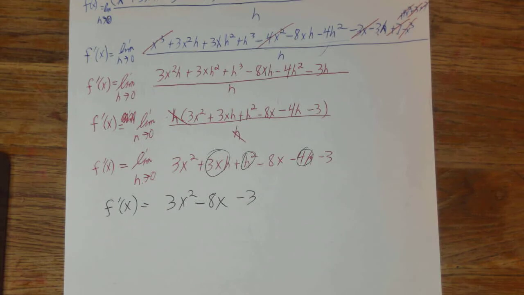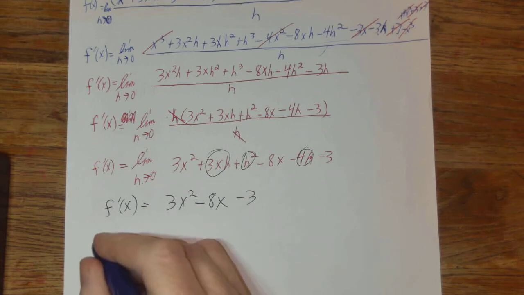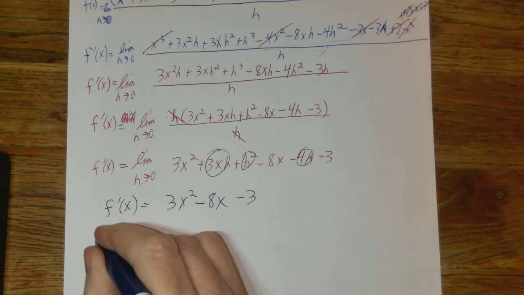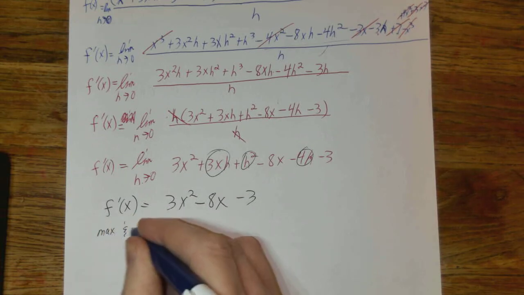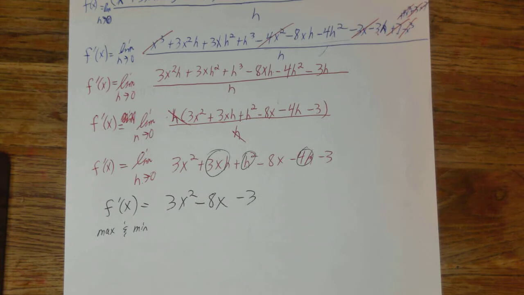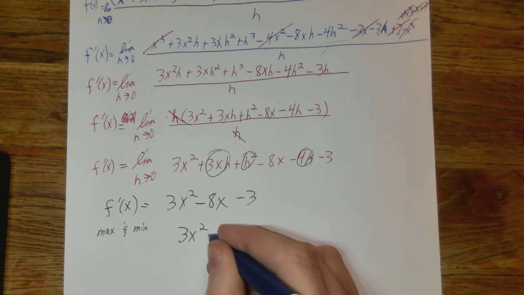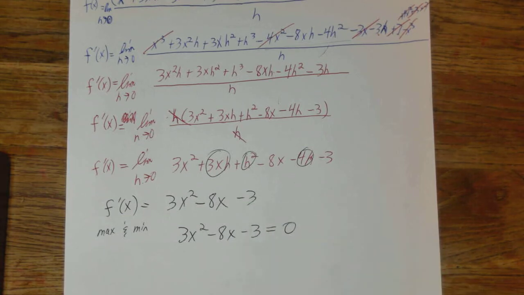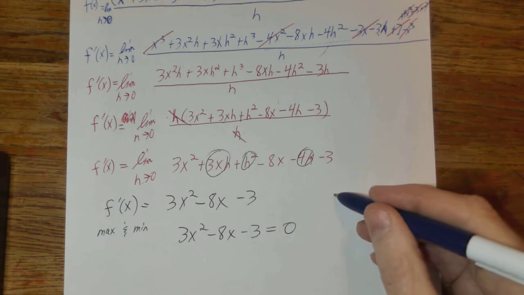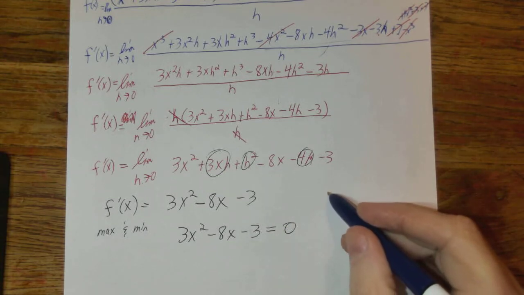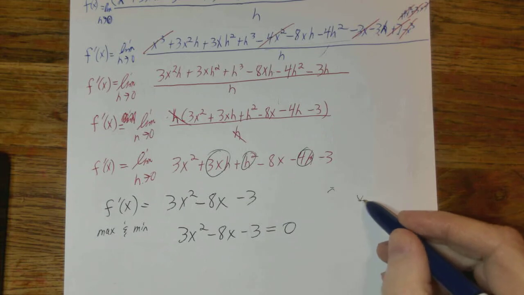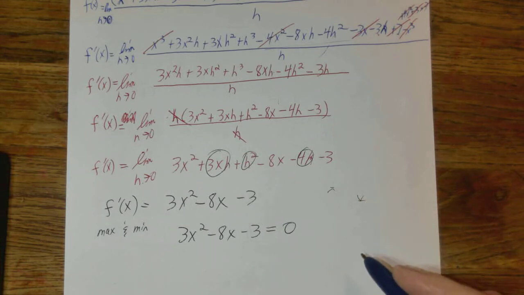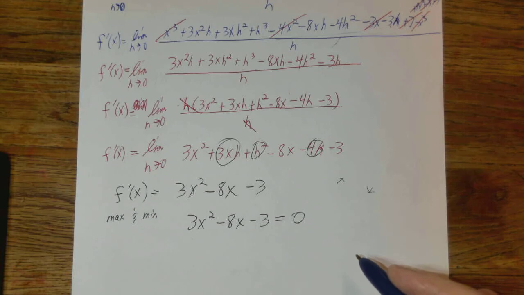Okay, we found the derivative. Lo and behold. So what we do now is we set that equal to 0. We're looking for maxes and mins. We set that equal to 0, and I'm looking at 3x squared minus 8x minus 3 equals 0. That's where the tangents are, where the slopes are equal to 0, at the peaks and at the valleys of those tangent lines.